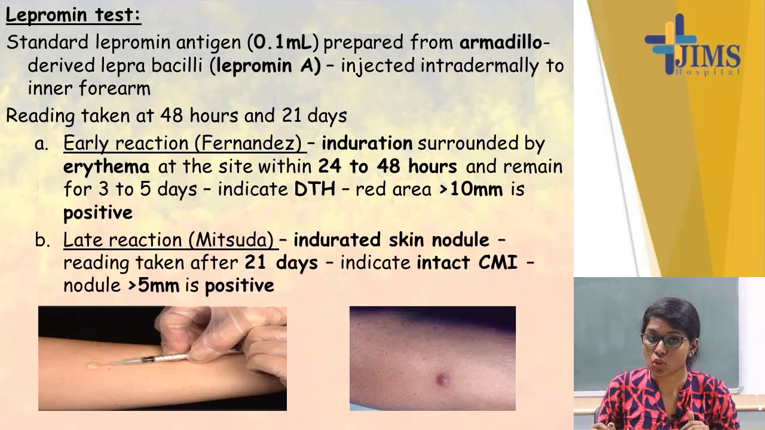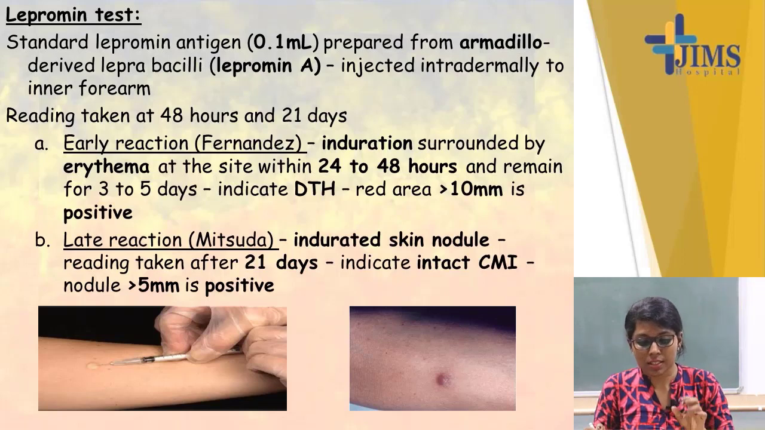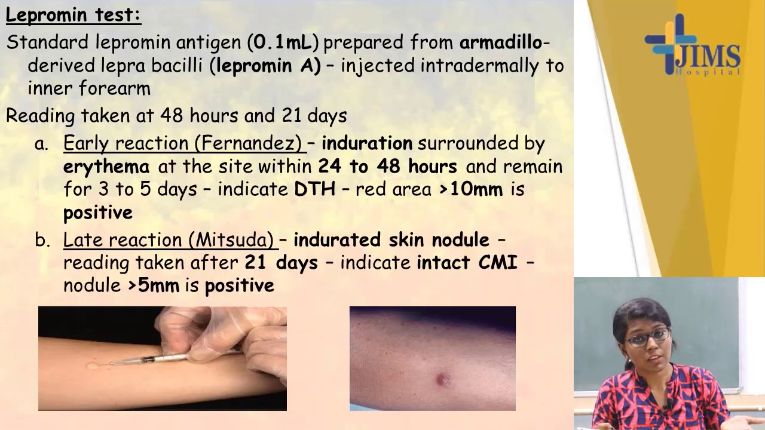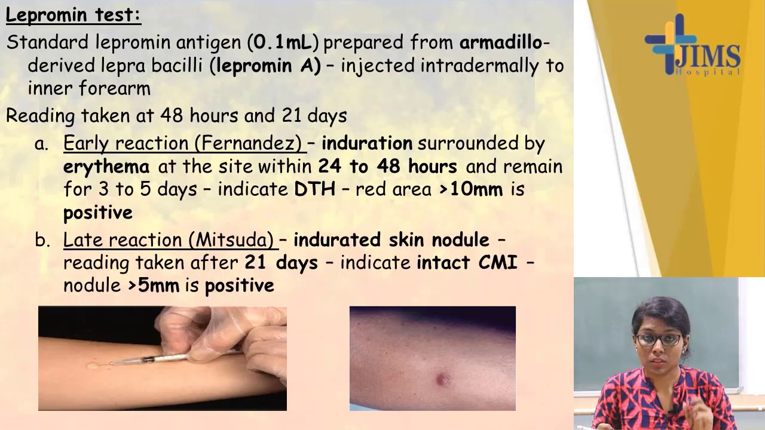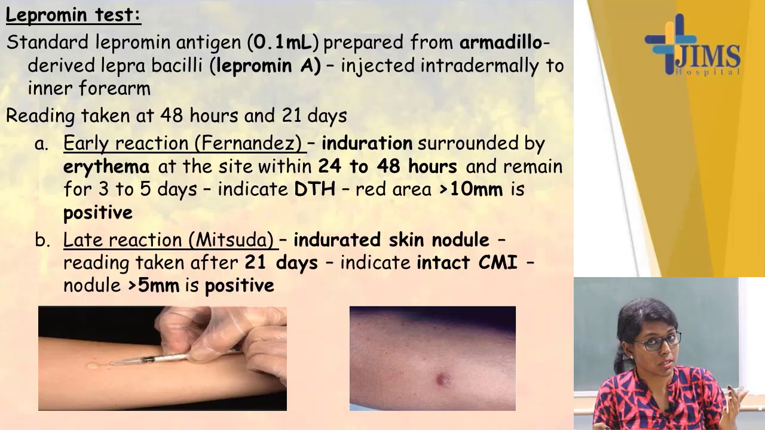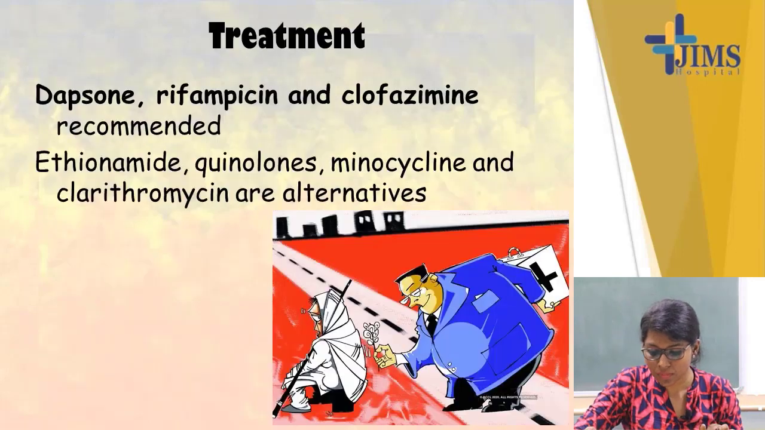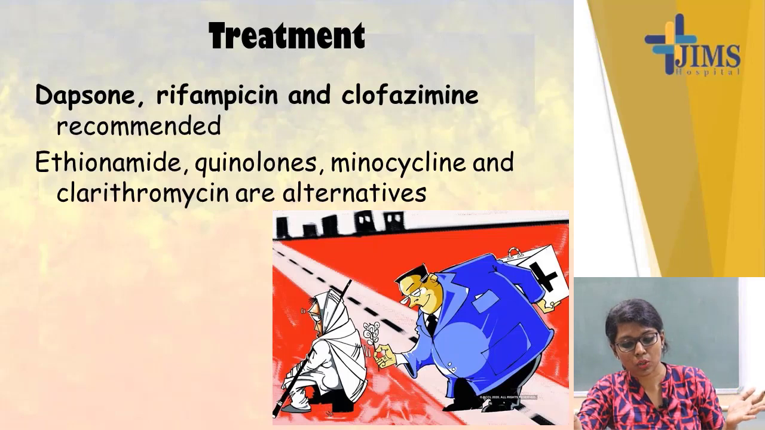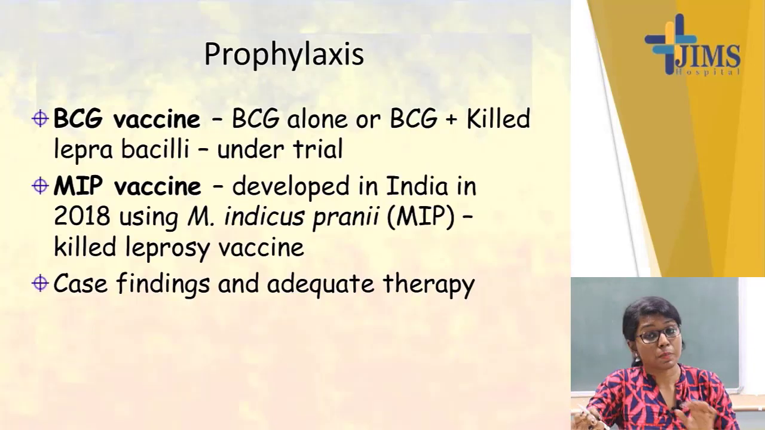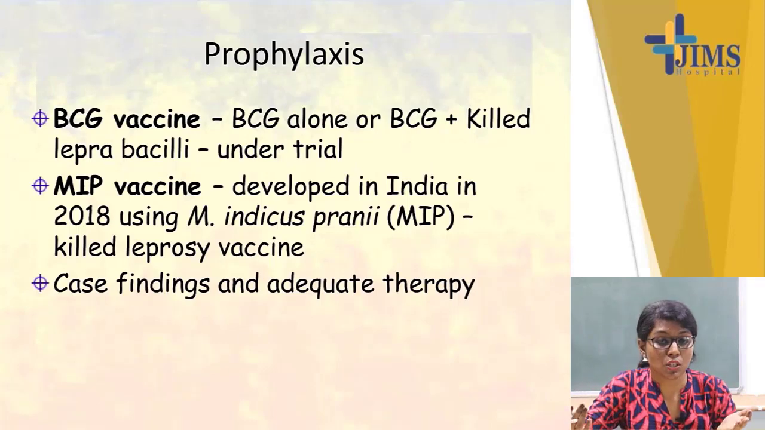Going for the late reaction, also known as Mitsuda, you can see an indurated skin nodule. The reading is taken after 21 days, and if the lesion is greater than 5 mm, then it is positive. Treatment: dapsone, rifampicin and clofazimine are usually recommended. Prophylaxis: BCG vaccine, you are all aware of it, so BCG vaccine is given.